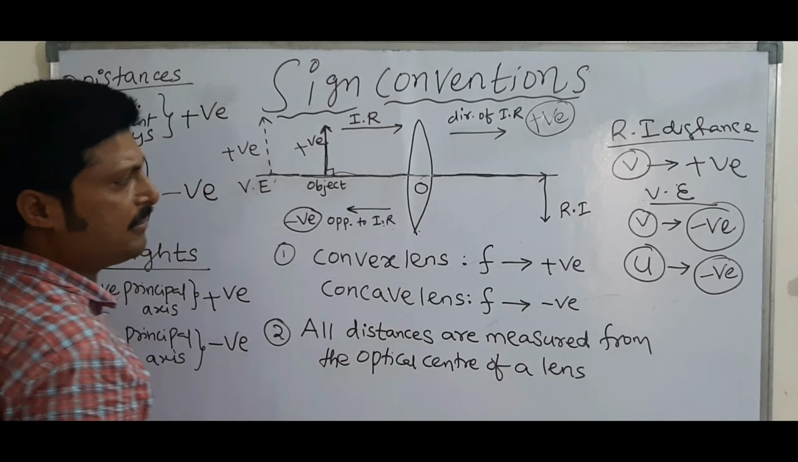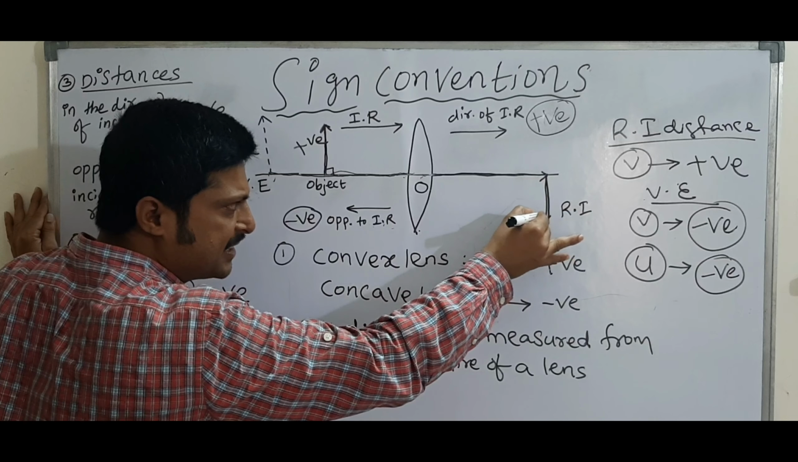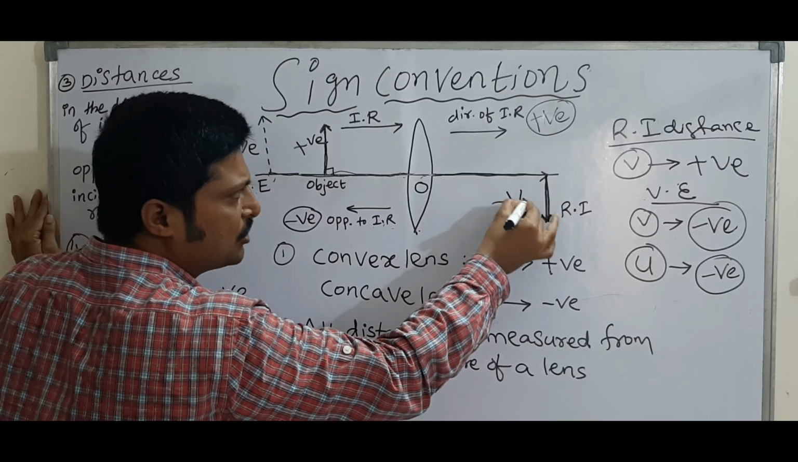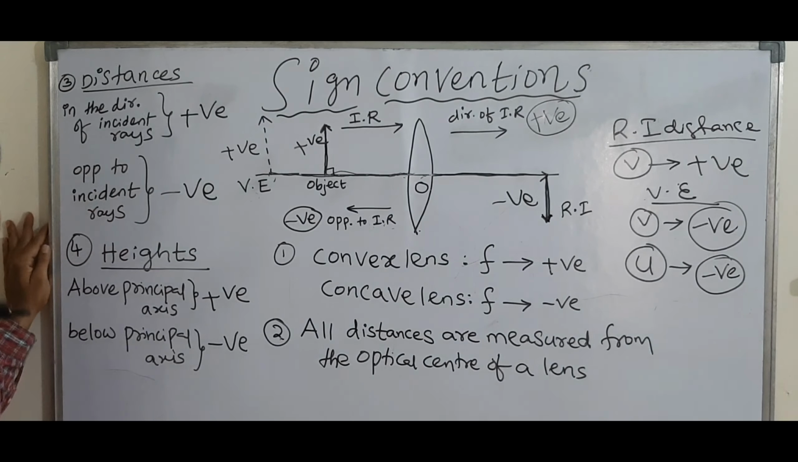Now observe the real image. The height of real image: real image height is below the principal axis. So these heights are taken as negative.